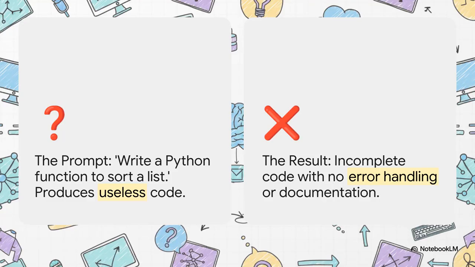And look, here's a perfect example. We're asking for something super simple, right? Write a Python function to sort a list. But the result from Llama, yeah, it's technically code, but it's totally useless in the real world. There's no error handling, no documentation, no type hints, none of the stuff you actually need to put something into production. It's incredibly frustrating. I get it. But stick with me because we are about to fix this.